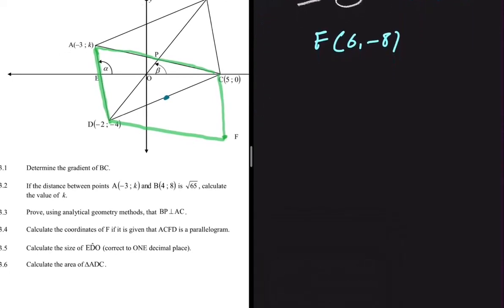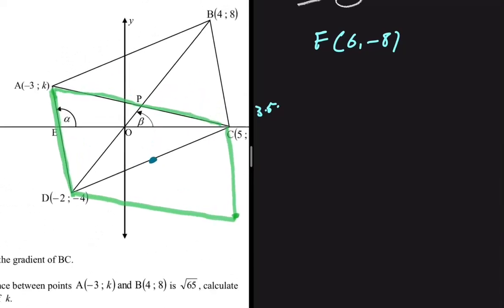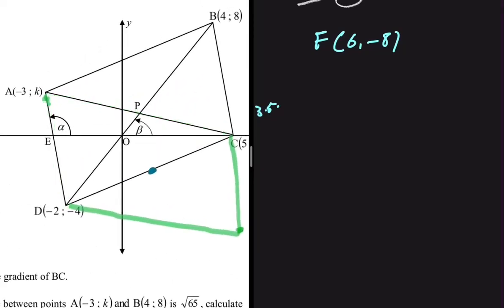3.5: calculate the size of angle EDO correct to 1 decimal place. So let's go to our diagram and look for EDO. EDO is this angle right here. How can we possibly find EDO? Well, I can see fairly quickly that I can find the value of this angle here. If I find the value of that angle, then that angle will be equal to this angle. I think they are called vertically opposite angles, and they're supposed to be equal to each other.